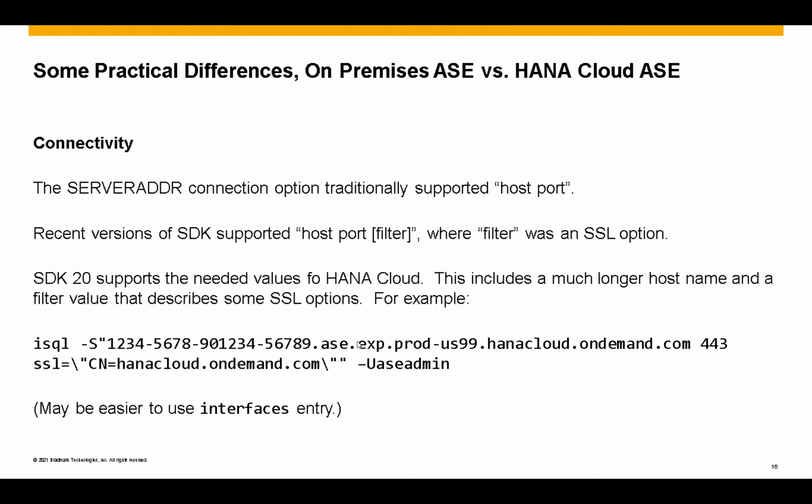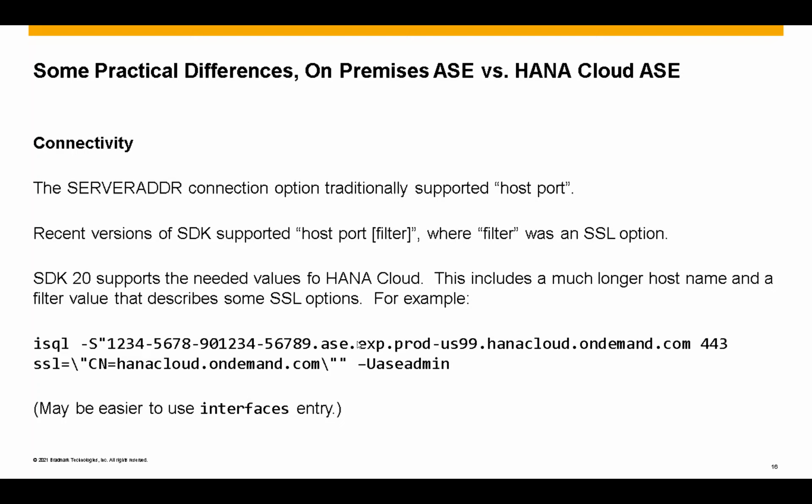And also, as Tom mentioned, there's a bit of difference in connectivity. I would like to mention, especially if you're doing options through things like OCS config or SQL INI, there's a connection option called server address, which traditionally has supported the host space port syntax. Well, for recent versions of SDK, they've supported an extended syntax that was host space port space filter, where the filter was to add SSL options, things like that. And that's been a couple versions now. But in SDK 20, which is what you would probably use to get to HANA Cloud, they really extended that to support the extra syntax needed for HANA Cloud.